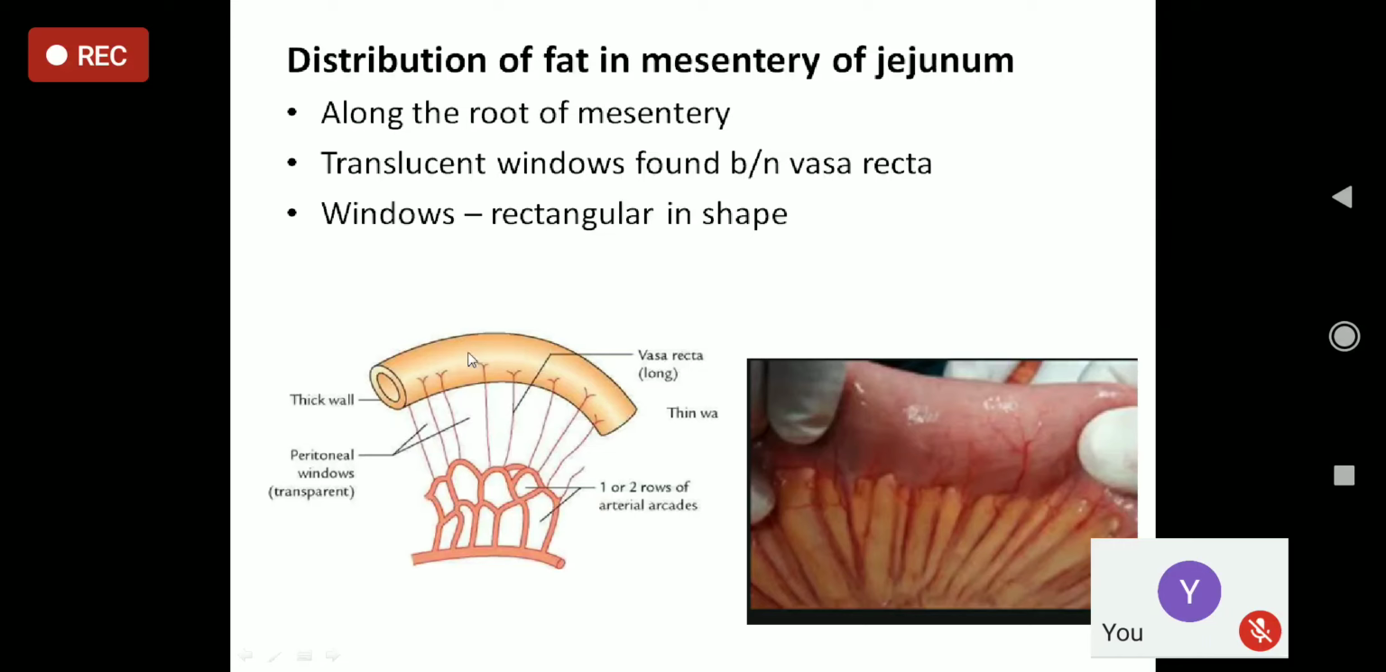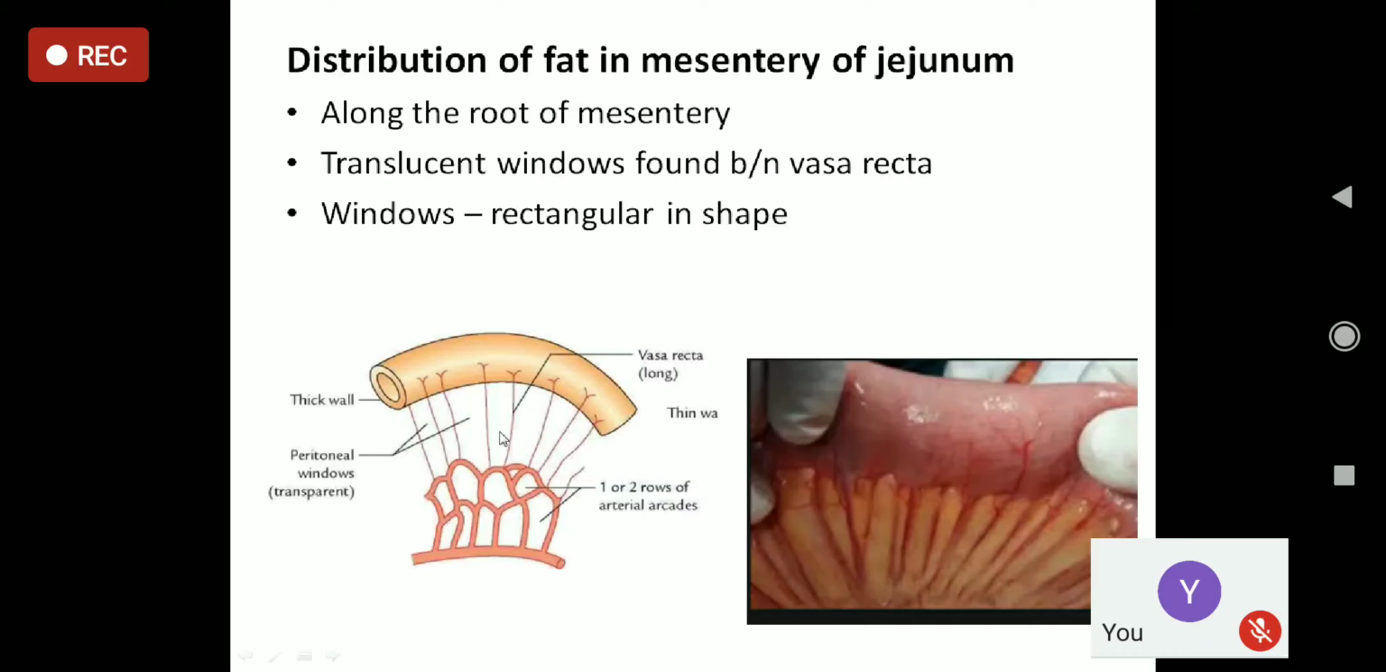It is 4 centimeter wide here. Then see, these are the jejunal branches forming an arterial arcade. So these are known as the arterial arcades. Here you can see 1 or maybe 2 rows of arterial arcades. Now these are the straight vessels arising from the arch. They are known as the vasa recta. It is 4 centimeter long.